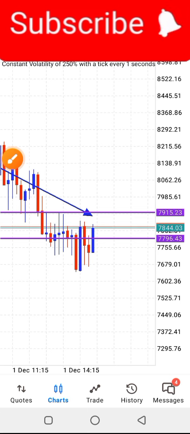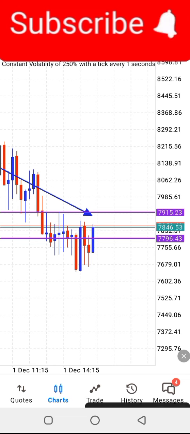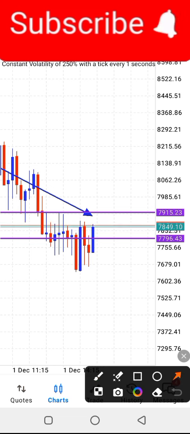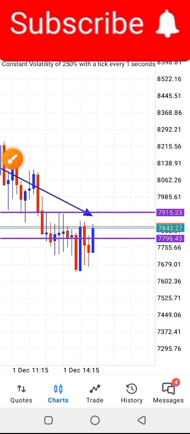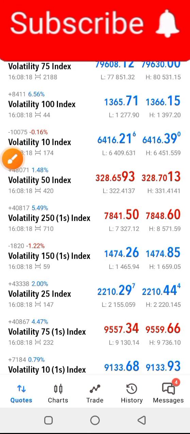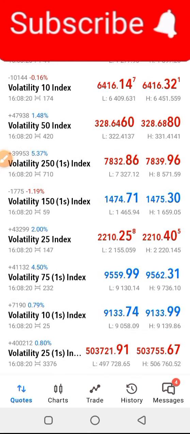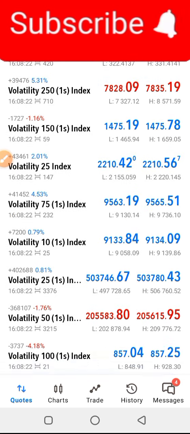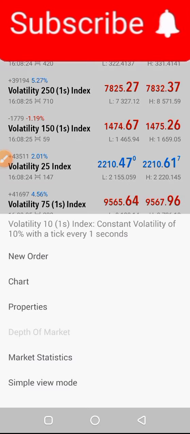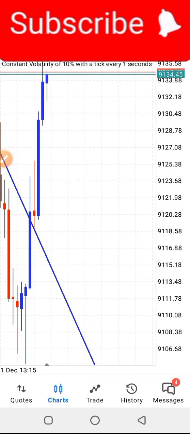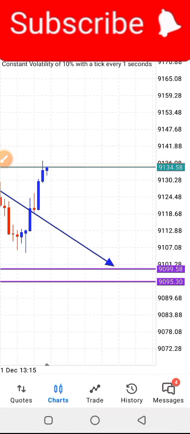Okay, so out of the two instruments I'm actually looking at, this one is definitely disqualified. Volatility 250 is disqualified. You can see what happened. The POI, my point of interest, was disrespected, so it's disqualified. I'm no longer looking to trade it. I'm only looking at one, which is the volatility 10 index. That's the only thing I'm looking at right now.